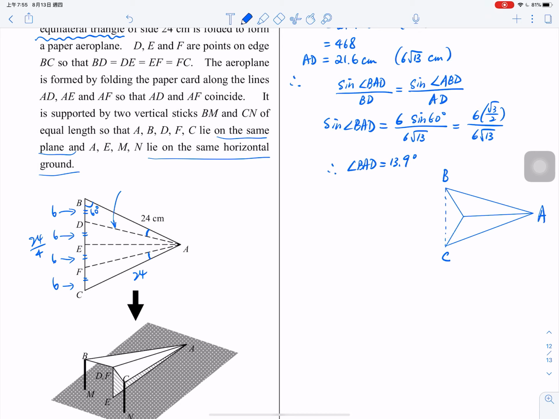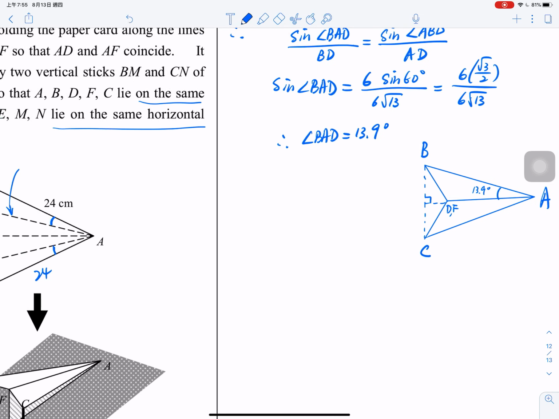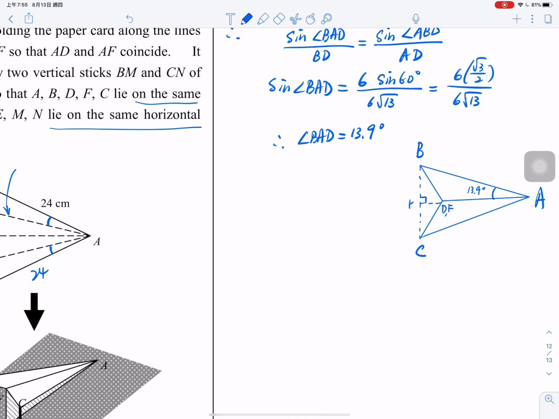Here's the top view of the paper airplane, and this one is a right angle. And now angle BAD is 13.9 degrees, right? 13.9 degrees. And I mark this one as K.